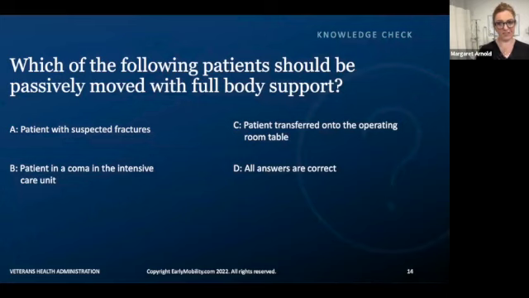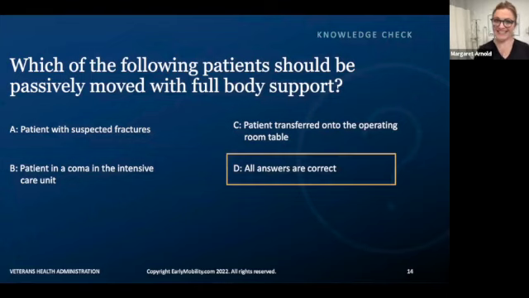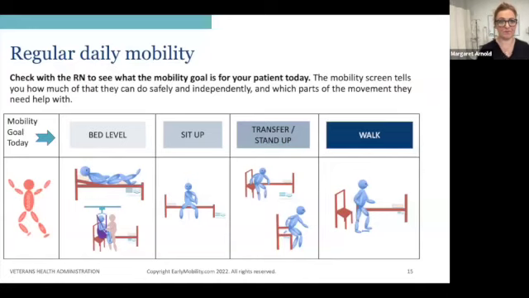Which of the following patients should be passively moved with full body support? A, a patient with suspected fractures. B, a patient in a coma in the intensive care unit. C, a patient transferred onto the operating room table. Or D, all answers are correct. The correct answer is D. All of these are correct answers, and the patient should be passively moved.